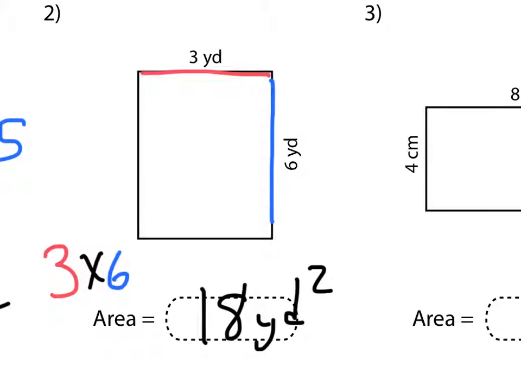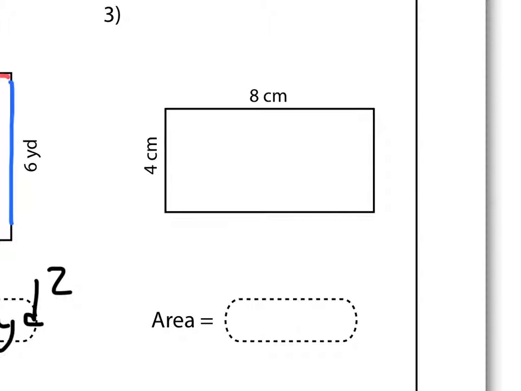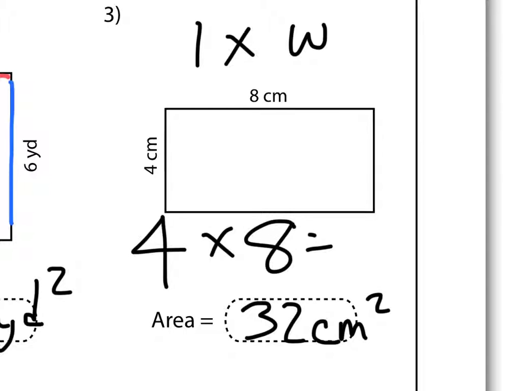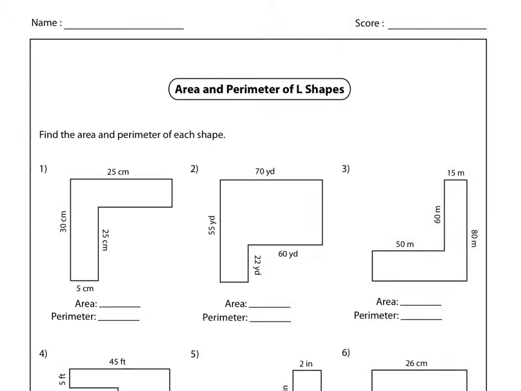Let's do one more. Remember the formula is length times width, and in this case it's going to be 4 times 8. And the answer is 32 centimeters squared. Now, it doesn't really matter if you multiply width times length or length times width, because 4 times 8 and 8 times 4 give us the same thing, which of course is 32, and that is our answer.